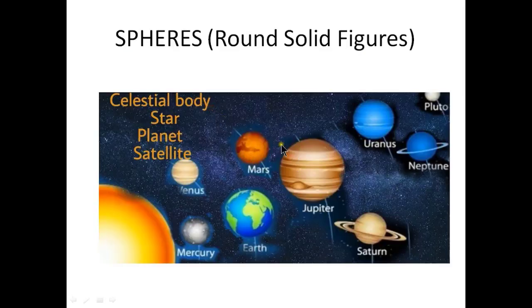You can see here, if you will use your telescope, you will find a lot of planets, galaxies, and other astronomical bodies in the universe. So all those bodies are actually spheres because those are having round solid figures or shapes.